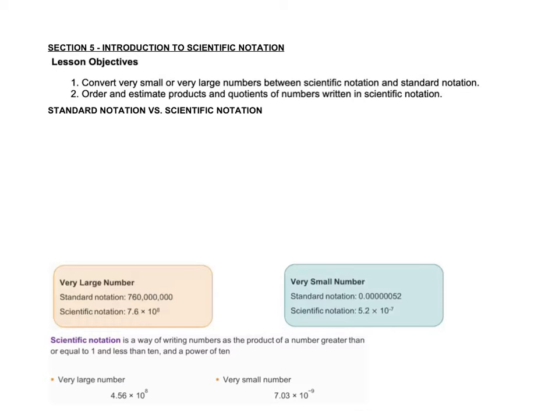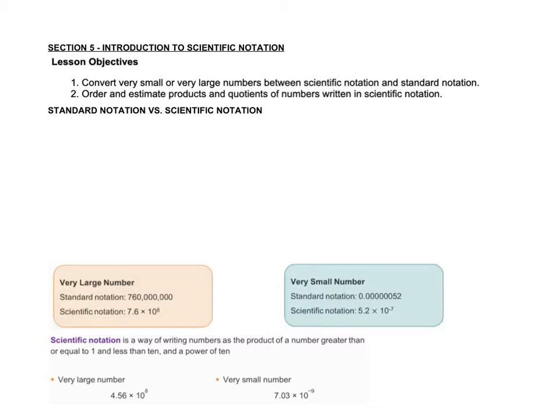This is a video over Unit 6, Section 5, and we're going to be talking about the introduction to scientific notation. And our objectives today, we want to convert very small or very large numbers between scientific notation and standard notation, okay? And then we want to order and estimate products and quotients of numbers written in scientific notation, okay?